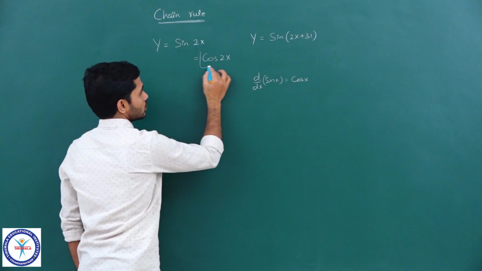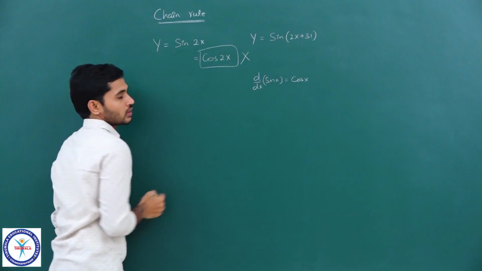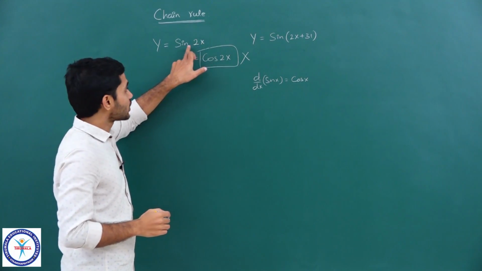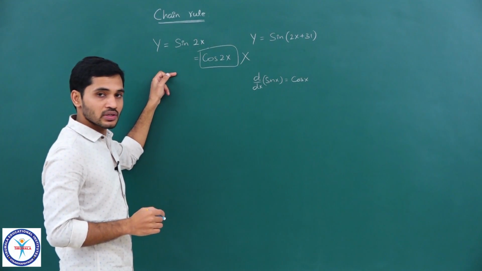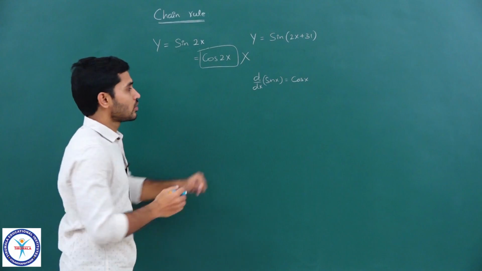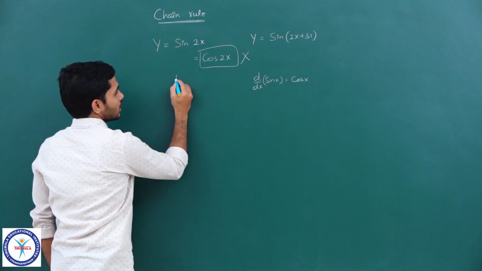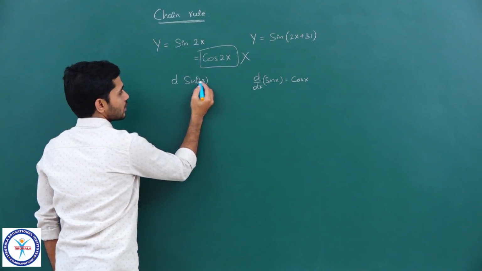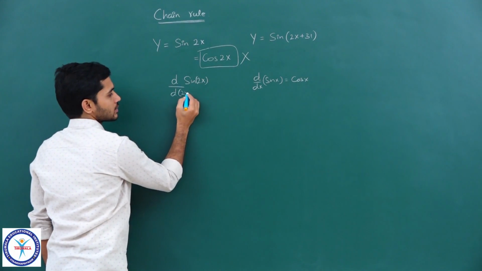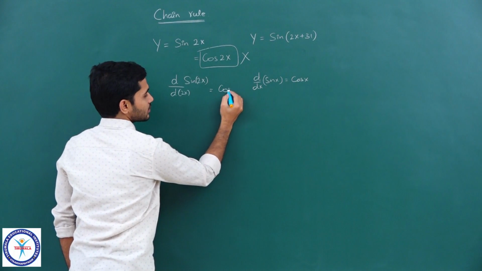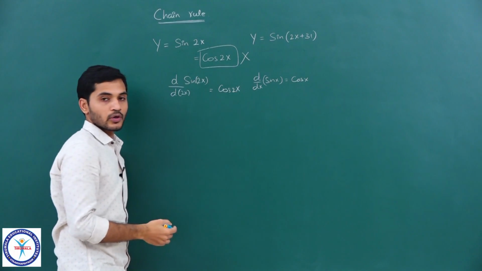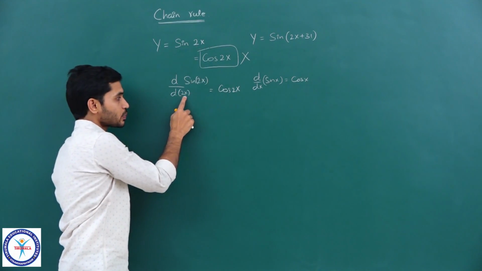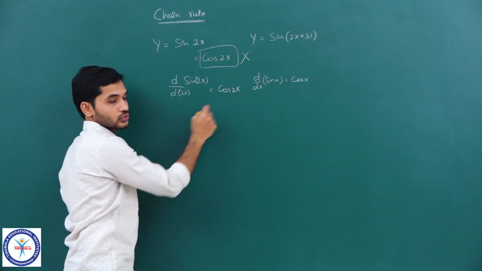But this is wrong. So as I told you, whatever is inside the function, when you differentiate this with respect to the same thing, then you will get that expression, correct? So what I am trying to say is, in this case, if you differentiate sin 2x with respect to 2x, then you will get cos 2x. I hope you understand this. The differentiation of sin 2x with respect to 2x is cos 2x.